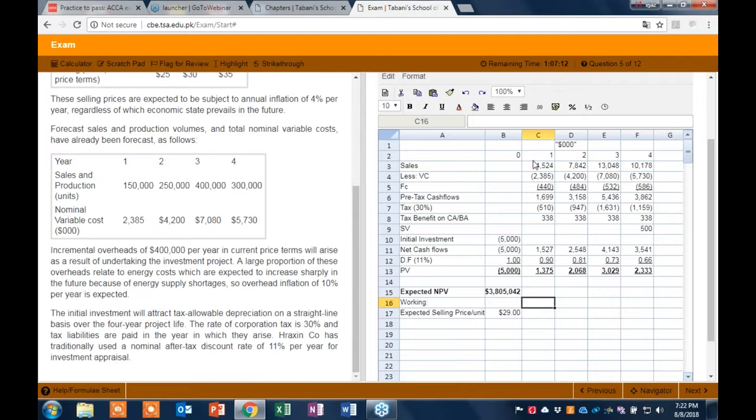So which formula were you talking about? Kind of go back to one of the formulas of the sale. Okay, here we go.